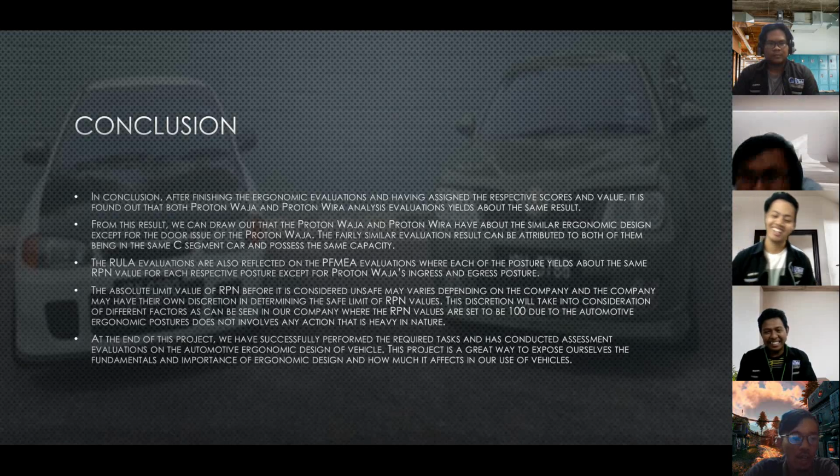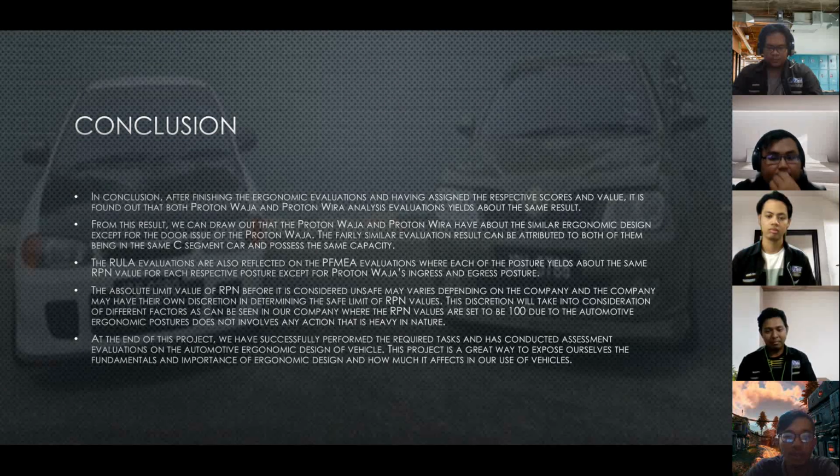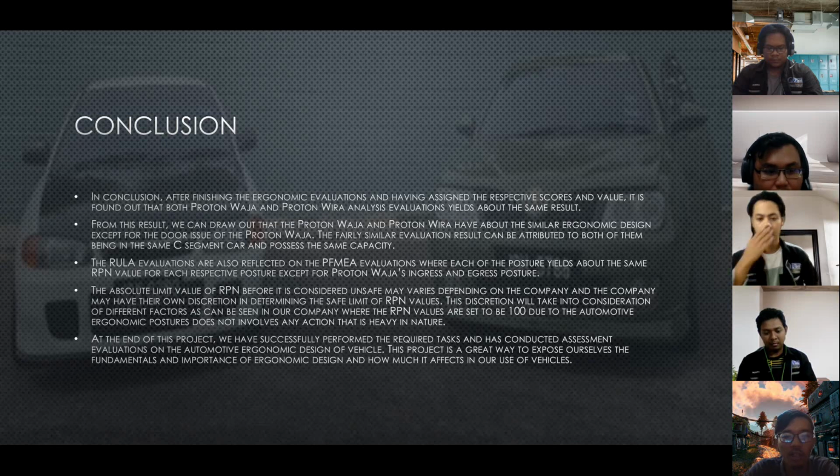Okay, for the conclusion, after finishing the ergonomic evaluation and having assigned the respective scores and values, it is found that both Proton Wajah and Wira analysis values yield about the same result. This is because Proton Wajah and Wira are in the same category. Apart from this, we can conclude that the Proton Wajah and Wira have a similar ergonomic design except for the door issue on Proton Wajah. A very similar evaluation result is expected for both of them as they are in the same segment C car and possess the same capacity.